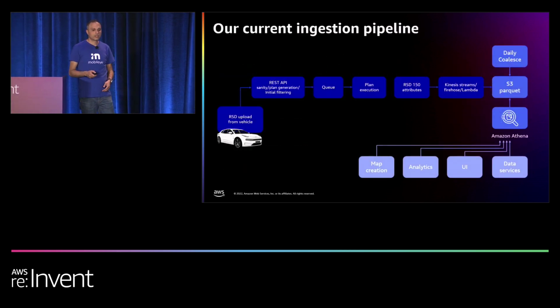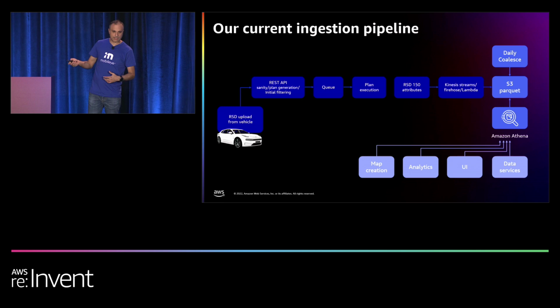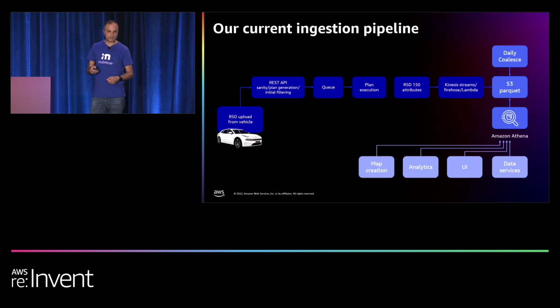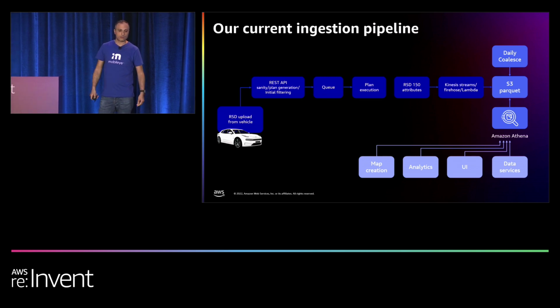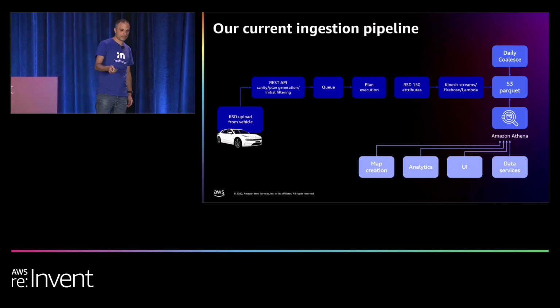This is our current architecture, again at a very high level, without many of the small details. As you can see, the diagram is the same as the previous slide I showed, up until the point where we have the 150 metadata attributes. We use Kinesis streams, Kinesis Firehose, and Lambda functions in order to take the RSD metadata and convert it into Parquet files on S3. We run a daily coalesce job to reduce the number of files, so we can increase the speed and reduce the S3 cost. And of course, Amazon Athena is the query engine that we use for all the use cases.